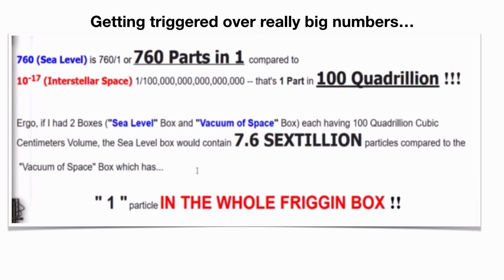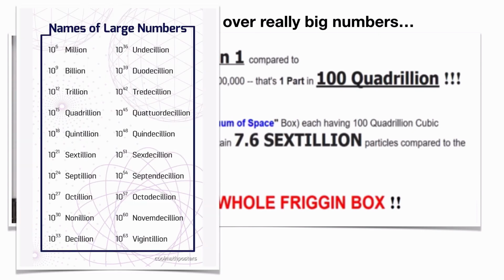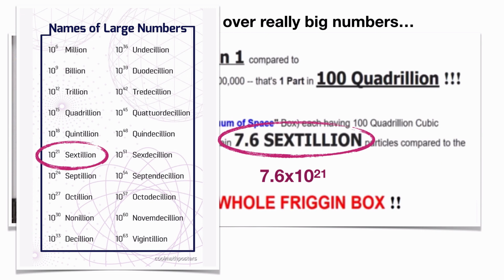So he had this example of these two boxes. He had a sea level box and he had a vacuum of space box. Now, for some reason, he gave each box 100 quadrillion cubic centimeters, but he made this comparison and he said there would be 7.66 sextillion particles in the sea level box. So what's a sextillion? That's 10 to the 21st. Right, so we're gonna see that number in a couple slides here.